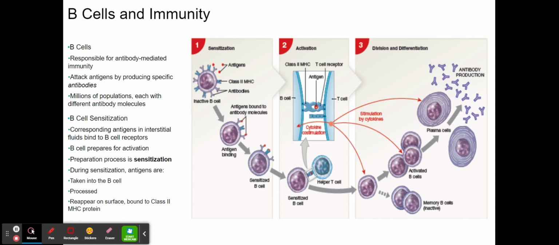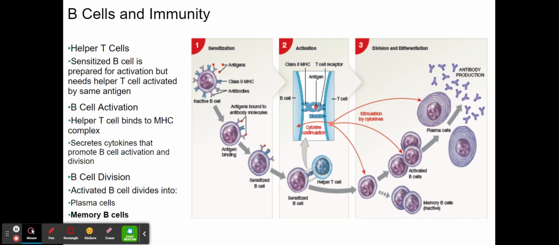Recall that B cell plasma membranes contain class II MHC proteins. During sensitization, antigens are brought into the cell by endocytosis. The antigens subsequently appear on the surface of the B cell, bound to class II MHC proteins. The sensitized B cell is then on standby, but generally does not undergo activation unless it receives the OK from a helper T cell. The need for activation by helper T cells helps prevent inappropriate activation, the same way that co-stimulation acts as a safety in cell-mediated immunity.